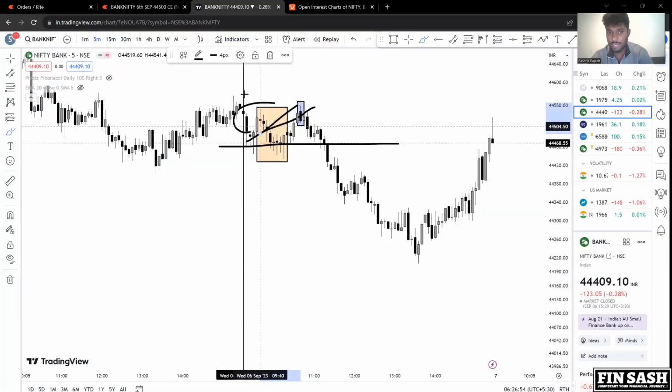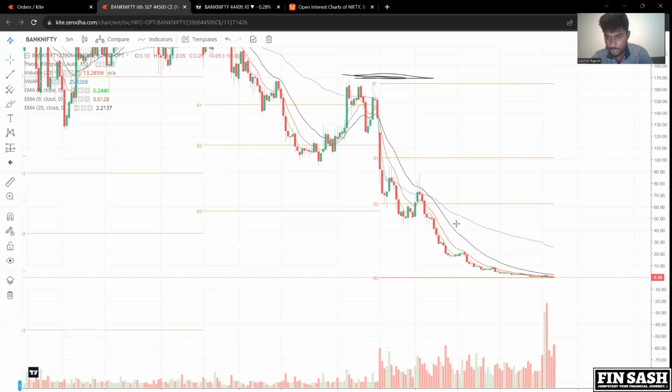Let's say if I never added the quantities here, by the time this candle came, let's say at 11:20, let's check the charts really quick at 11:20. The price of the option would have been 30, right? But I got the option somewhere at this price, around 60, 70.